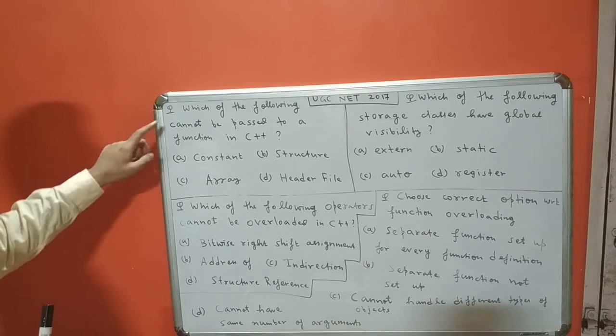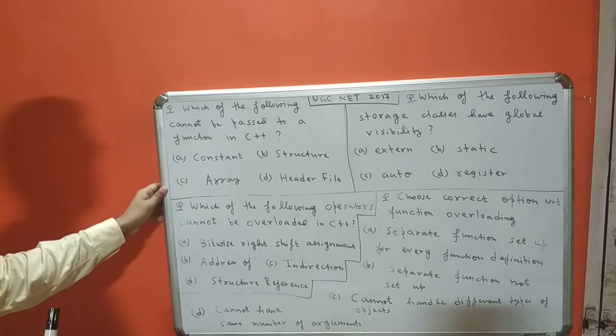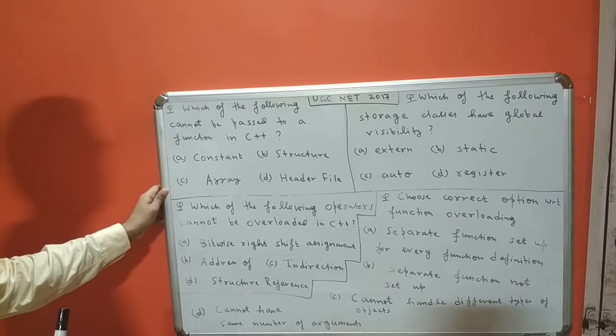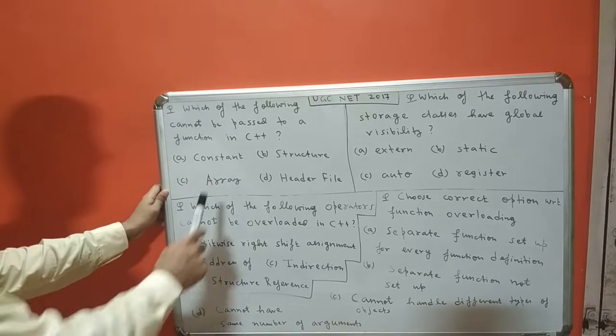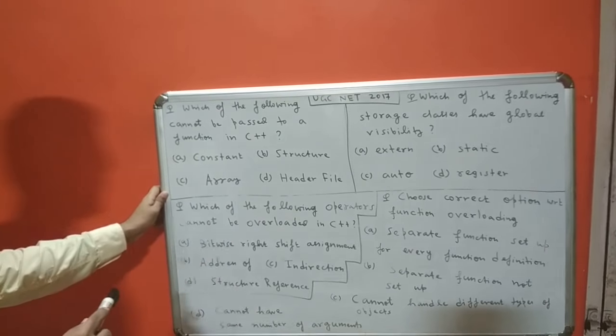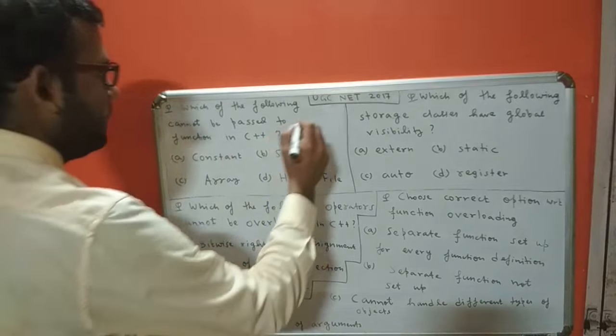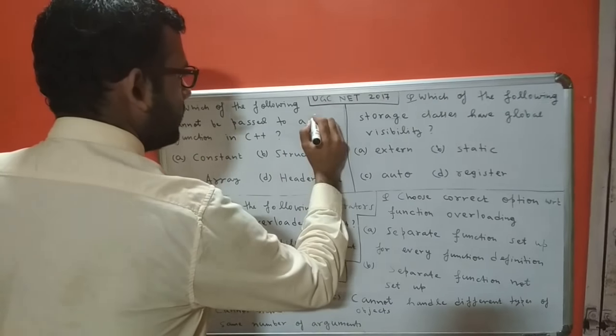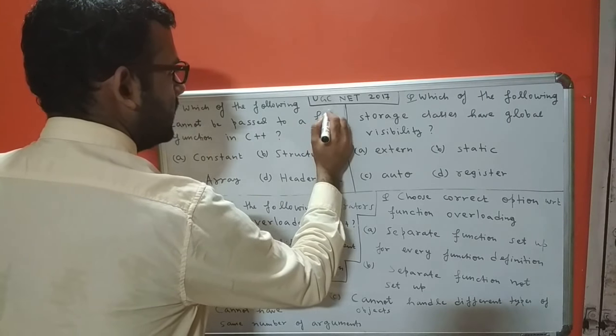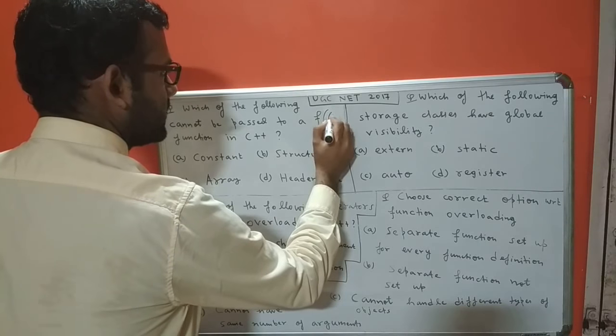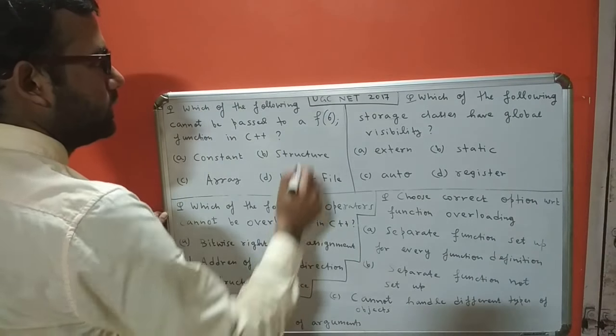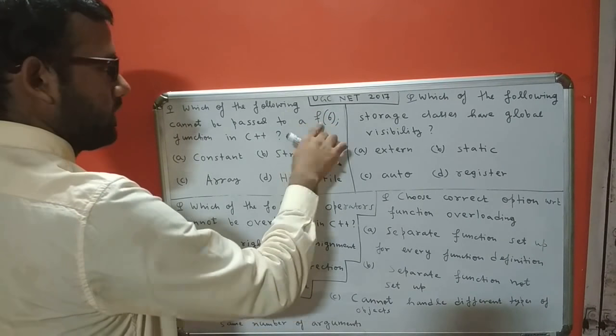Here they've asked us, which of the following cannot be passed to a function in C++? Now, we know that we can easily pass a constant to a function. How can we pass a constant to a function? Let's say we have a function called f, and let's say we want to pass a constant called 6. So we do this way. So this is how you pass a constant to a function.